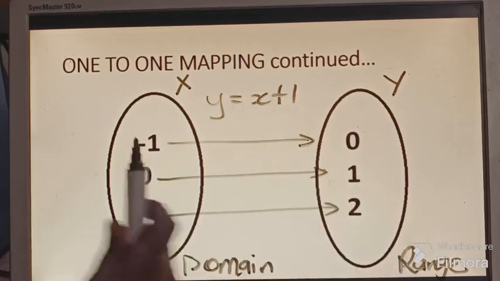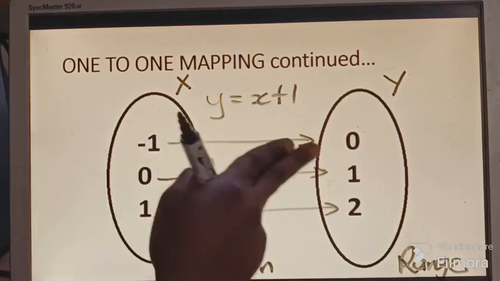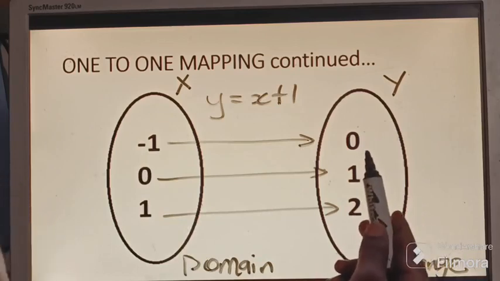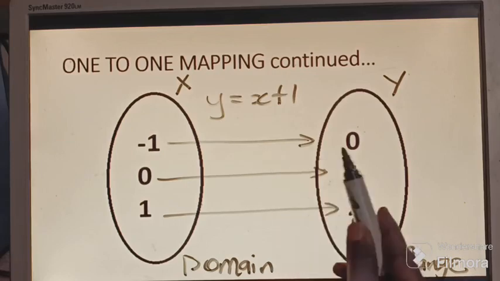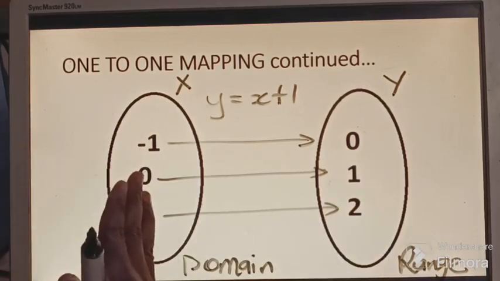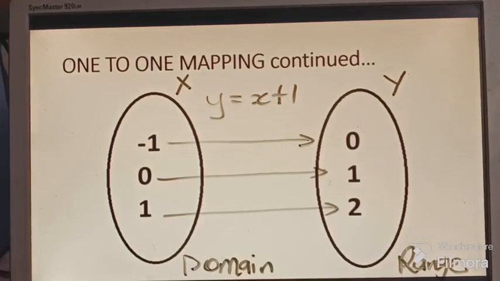So meaning there should be no element here carrying two or three arrows, and likewise there should be no element there that has received two or three arrows, or more than that. That's the condition. Here one element carries one arrow, and one element also meets one arrow. That's the condition of one-to-one. Let's look at the next type of mapping.